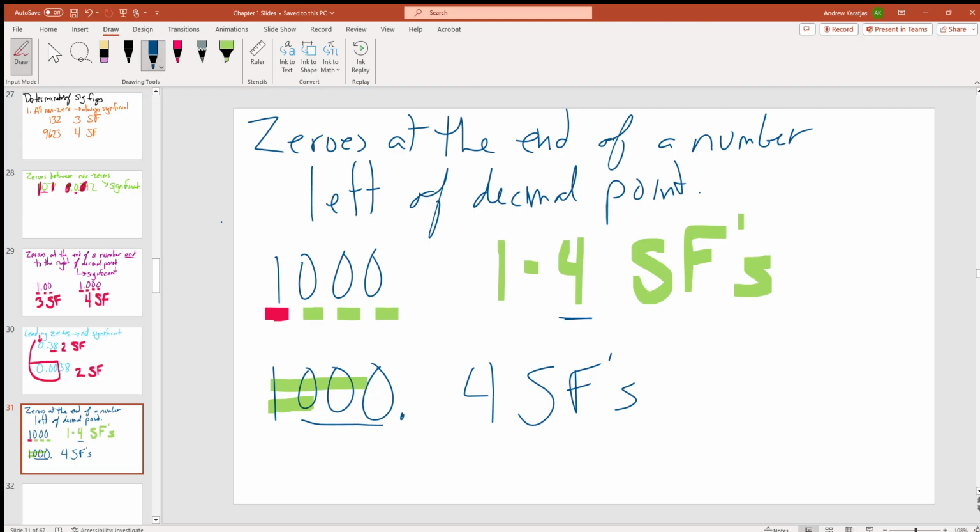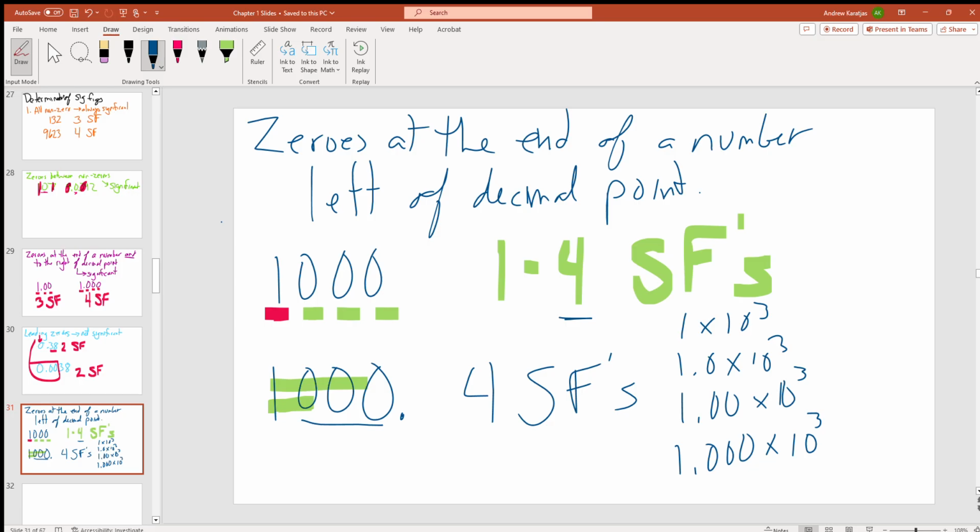So for our number 1000 here, we can make it 1 times 10 to the third, 1.0 times 10 to the third, and so on. And now we use our rules that we learned previously, that zeros after the decimal point and at the end of a number are significant. We've now got 1 sig fig, 2, 3, and 4.